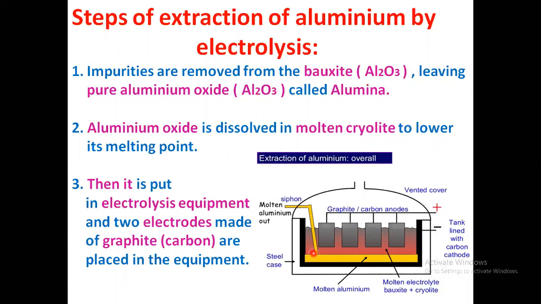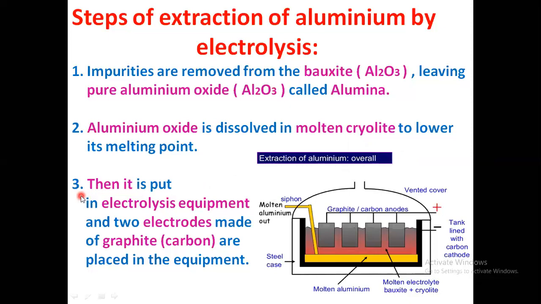But if you observe, aluminium oxide has a very high melting point, like 2000 degrees centigrade. So instead of trying to melt it, aluminium oxide is dissolved in molten cryolite, right? What is cryolite? Cryolite is an aluminium compound with a much lower melting point. When aluminium oxide is dissolved in molten cryolite, it lowers the melting point of aluminium oxide. This process also reduces some of the costs of extracting the metal. Clear?